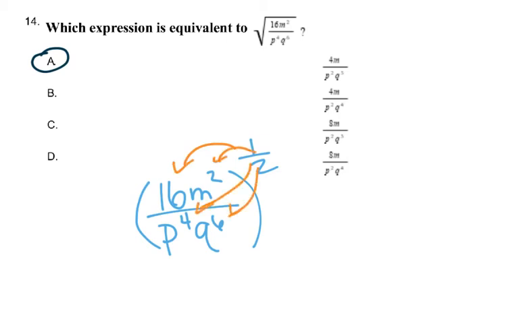So 16 to the 1/2 power is 4. Then I have m squared to the 1/2 power, so when you multiply you get 4m. On the bottom, p, 4 times 1/2 is 2. 6 times 1/2 is 3. So the answer is A.